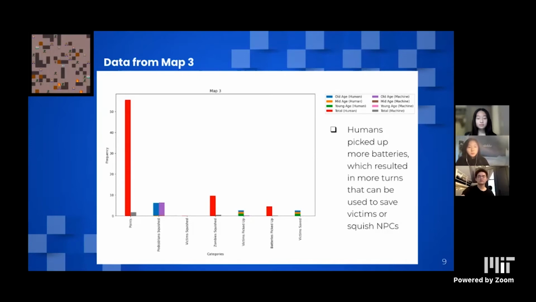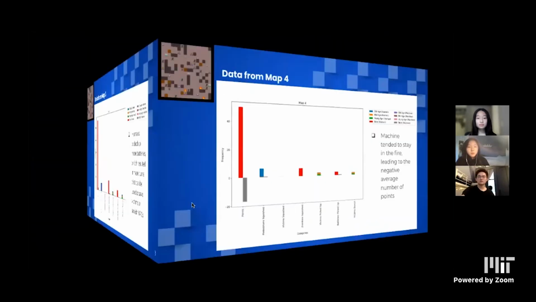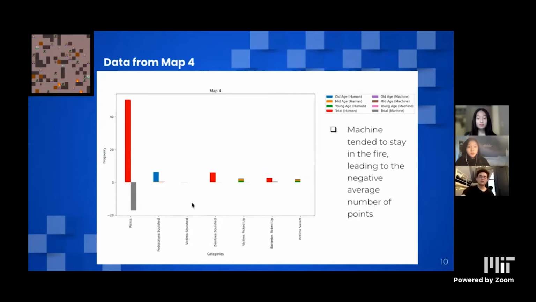For all of the maps, human play did better than the machine in general, especially in things such as saving victims and squishing zombies. And for maps 1 to 3, we noticed that the pedestrians squished were about the same number for both human and machine. For map 4, we noticed that the machine tended to stay in the fire longer, which led to the negative average number of points.